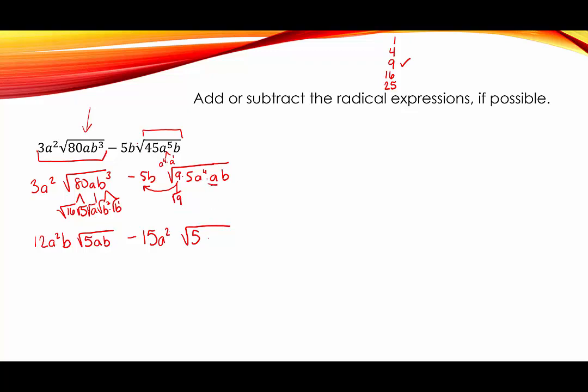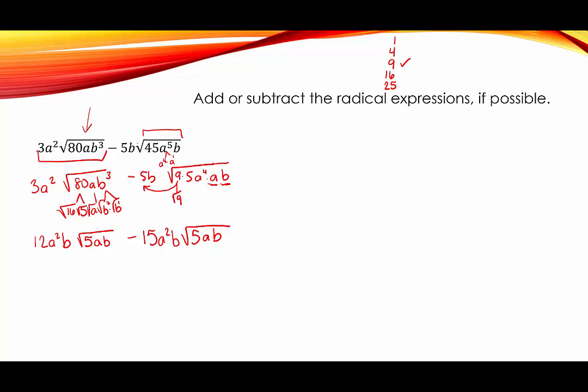This a is stuck under the radical, this b is stuck under the radical, and we'll bring this b down. So a little bit of making sure everything works. We do have the matching radicands, the 5ab, but the variables in front should also match: a squared b, a squared b. That's good. If they didn't match, we would be stuck. We wouldn't be able to combine these.